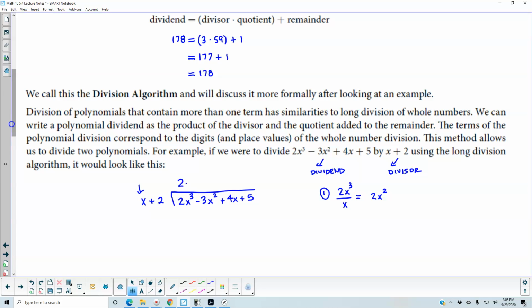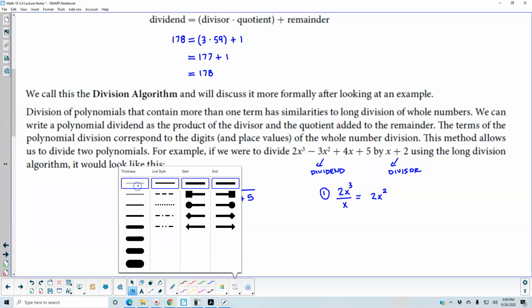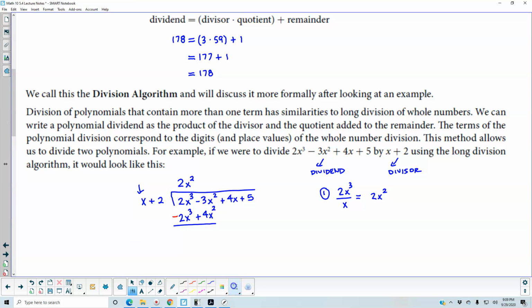So we have 2x squared, and now we're going to multiply it through like we did in our previous example. What's 2x squared times x? That's going to give us 2x cubed. And what's 2x squared times 2? That's going to give us plus 4x squared. Now remember that we have two terms, and we need to subtract those two terms. So we have to change the sign for that term, and we have to change the sign for that term.